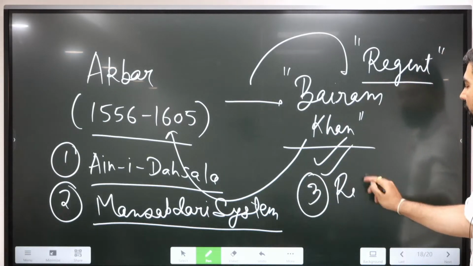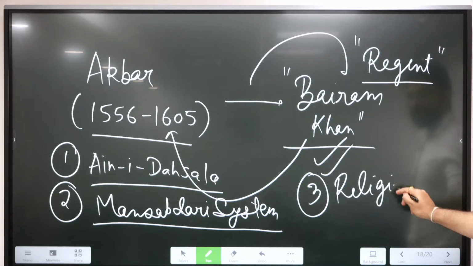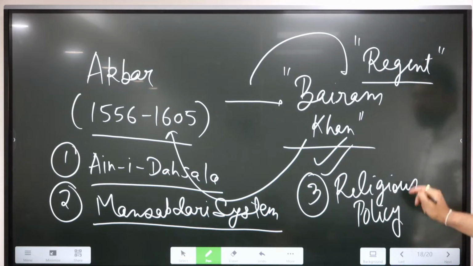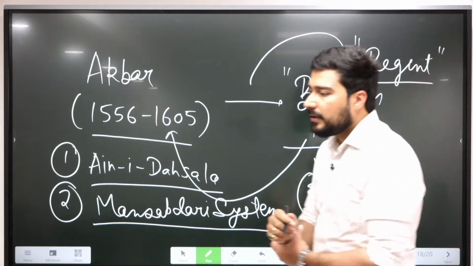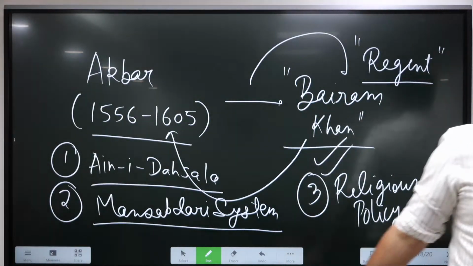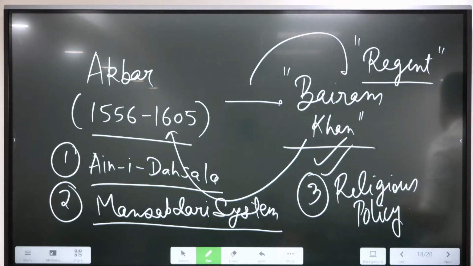Akbar is also famous for his religious policy. All of you understand the difference between Shia and Sunni? No? Yes? No? From where does it start? It starts from the way the lineage was transferred from the Prophet Muhammad.